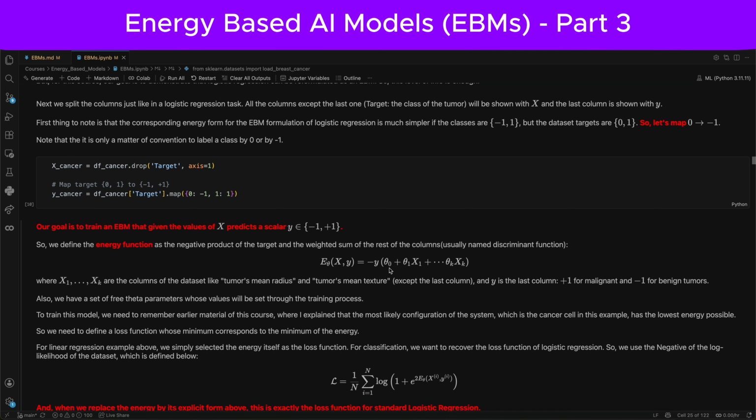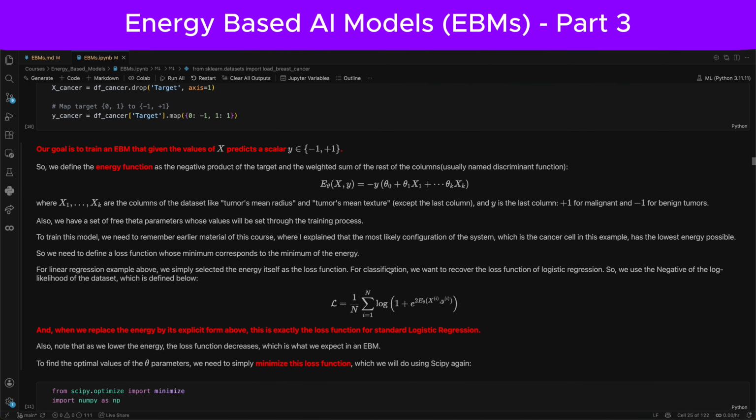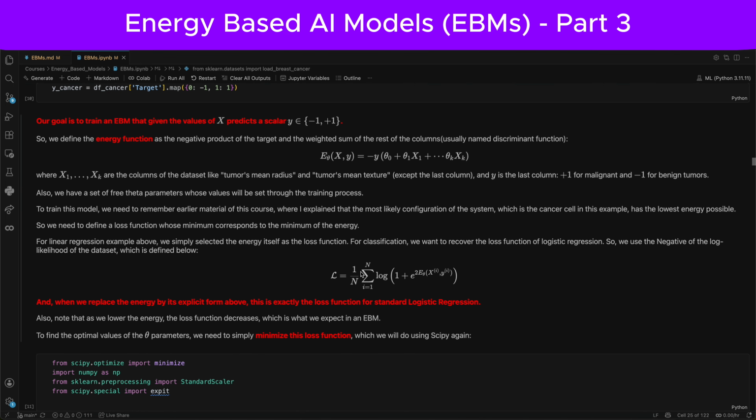To train this model, we need to remember part 1 of this course, where I explained that the most likely configuration of the system, which is the cancer cell in this example, has the lowest energy possible. So we need to define a loss function whose minimum corresponds to the minimum of the energy. For linear regression in part 2 of the series, we simply selected the energy itself as the loss function. For classification, we want to recover the loss of logistic regression.